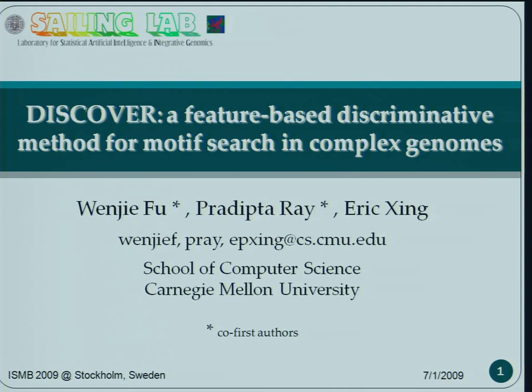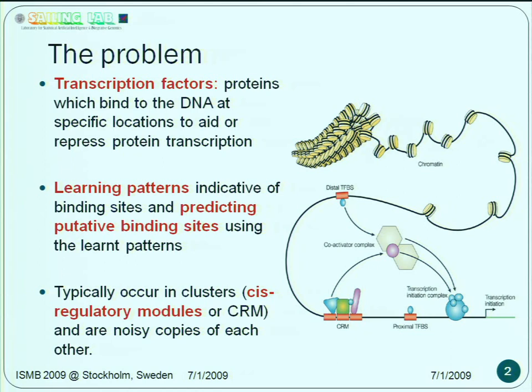So the basic problem here is to figure out where transcription factors, which are a kind of protein, bind to the DNA to either aid or to repress protein transcription. Learning such patterns, which might be indicative of these binding sites, and predicting putative binding patterns has been an open problem for over 20 years now, but we still do not perform as well as we would like.